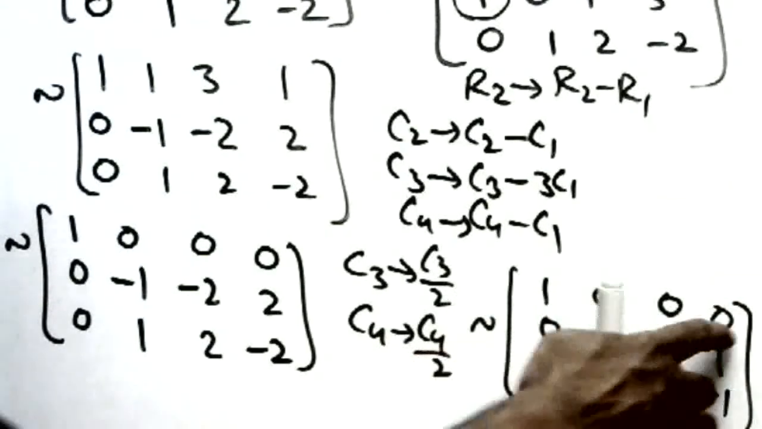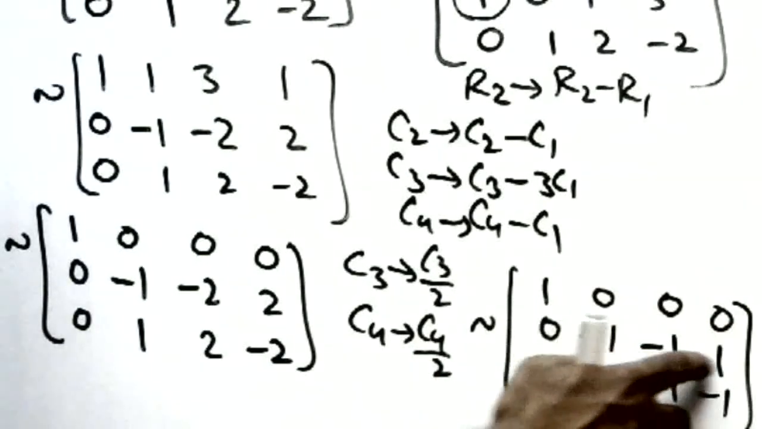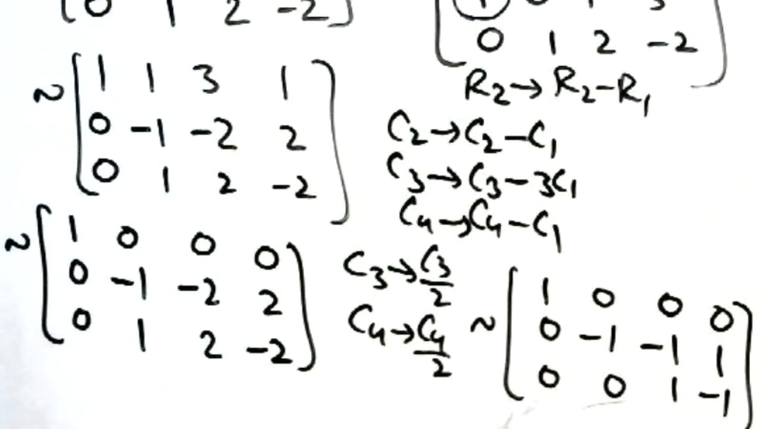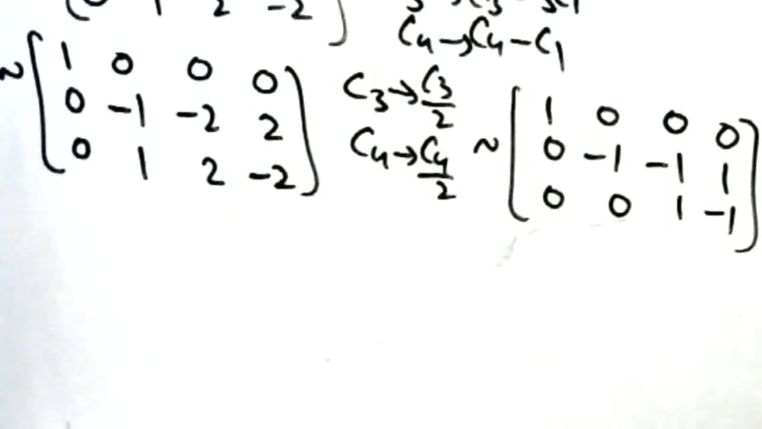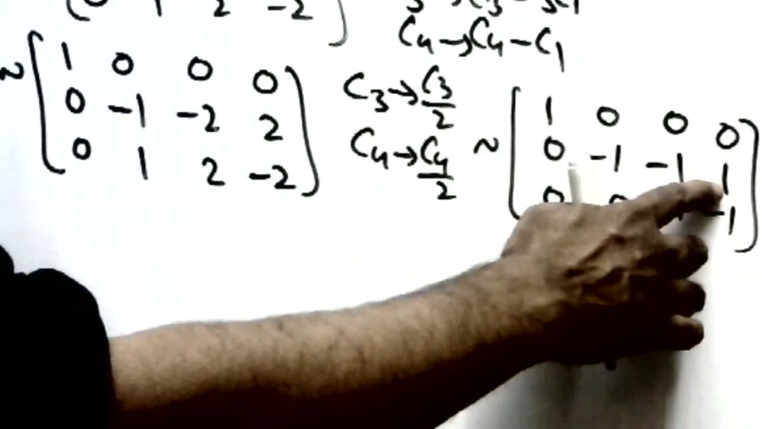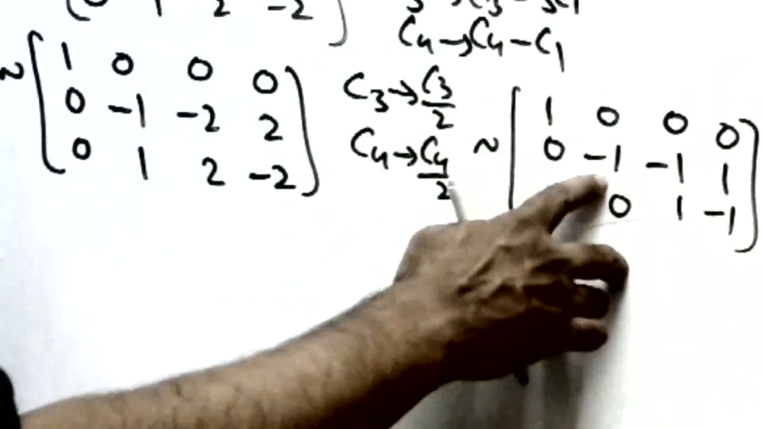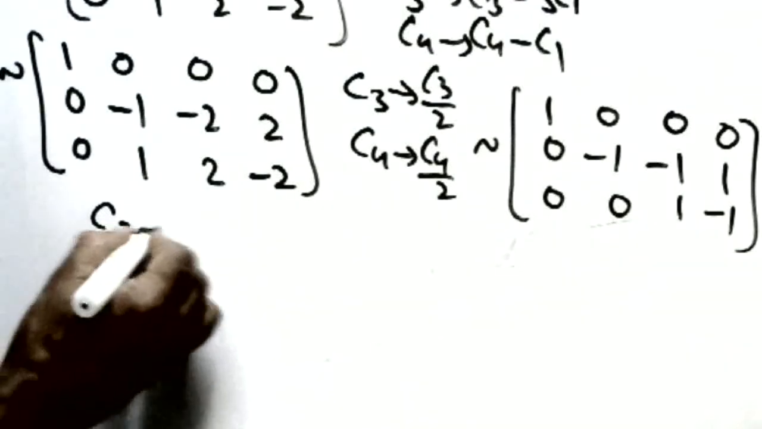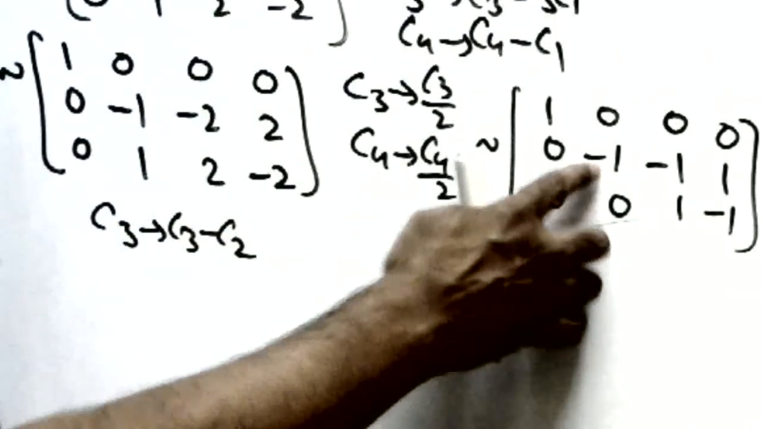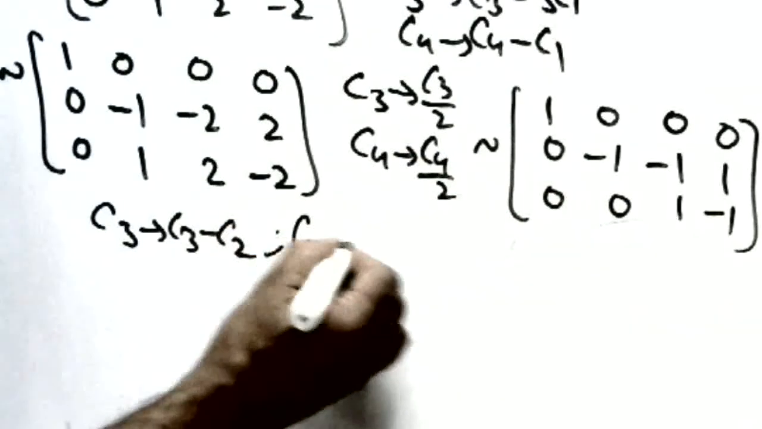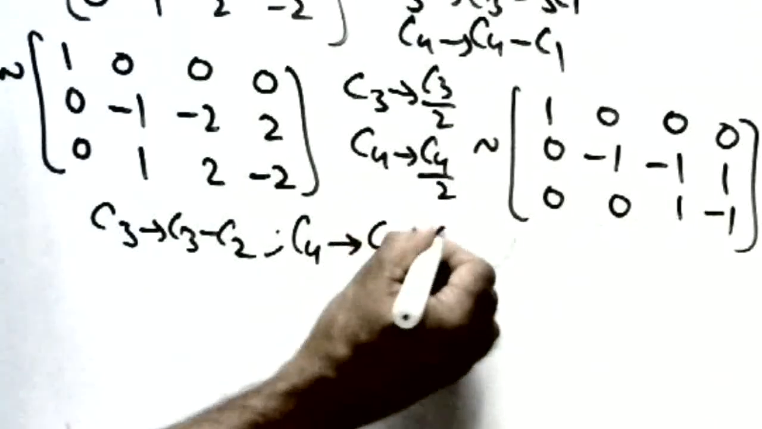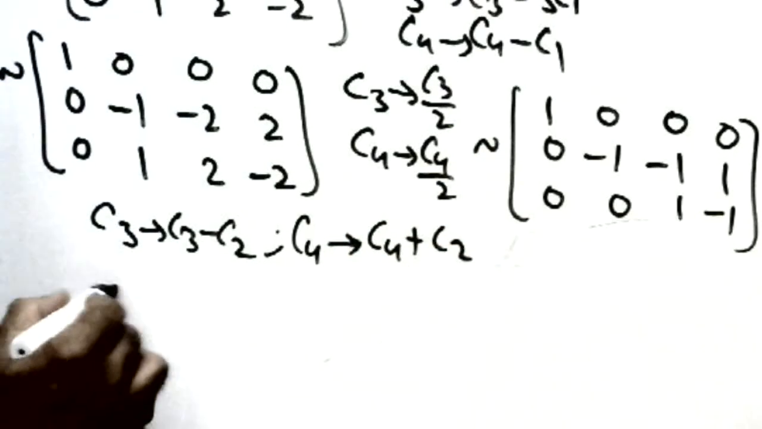Now in the first step we made these two zeros, in the second step these three zeros, then we have to make these two zeros. So these two zeros we have to make using C2. How will we change? C3 implies C3 minus C2, and C4 implies C4 plus C2. Minus 1 minus 1 plus 1 will become 0.